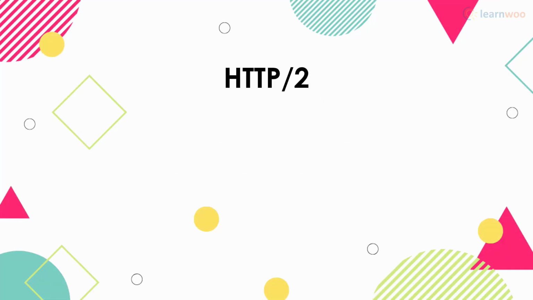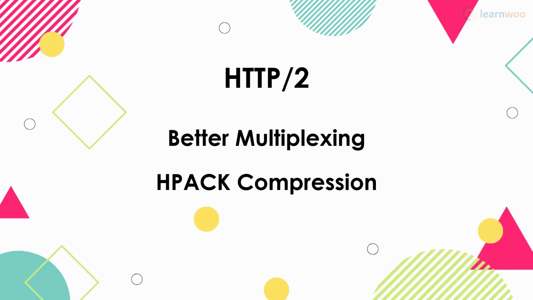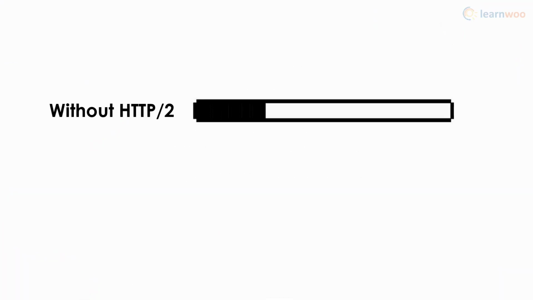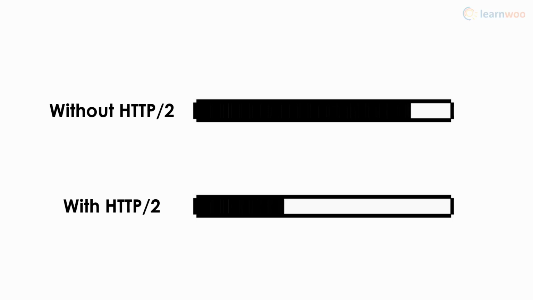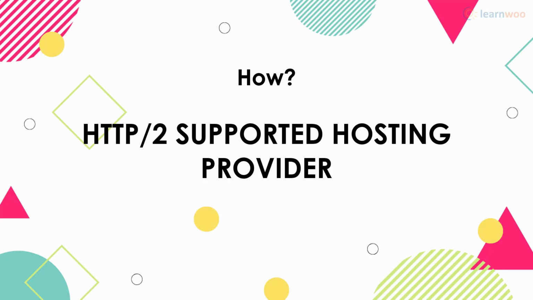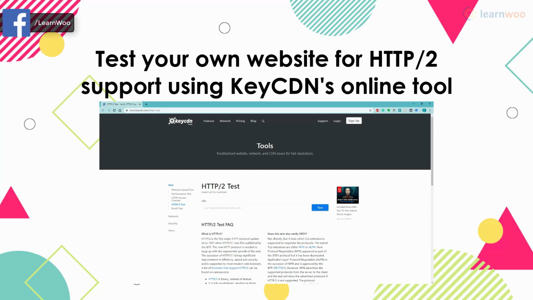When HTTP2 was launched in 2015, it brought with it a slew of features like better multiplexing, HPACK compression, and ALPN extension. What all this mumbo-jumbo means is no matter what types of resources a website hosts, HTTP2 can make it load faster. How do you do it? By making sure your hosting provider supports it. If not, you need to start looking for a new one. You can even test if your site supports HTTP2 using KeyCDN's online tool.